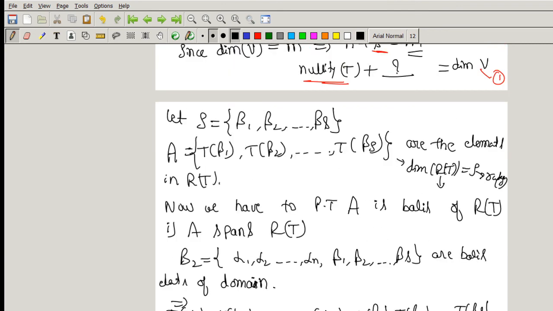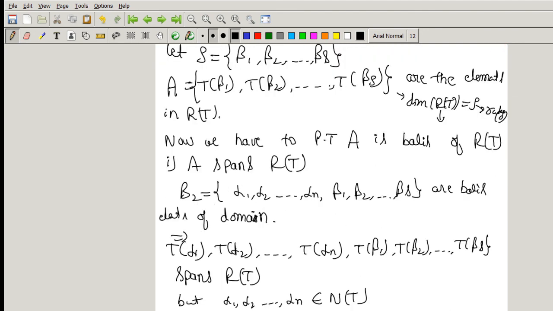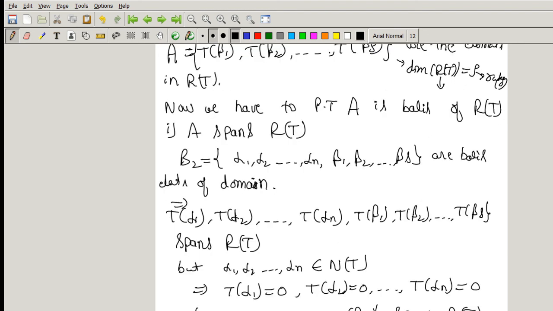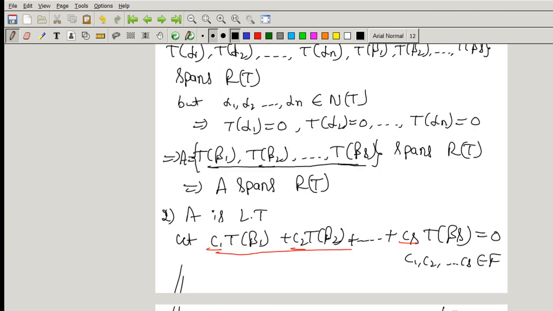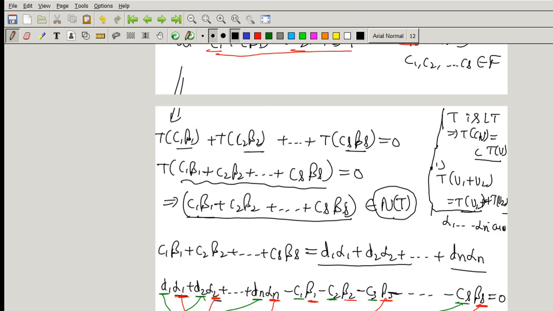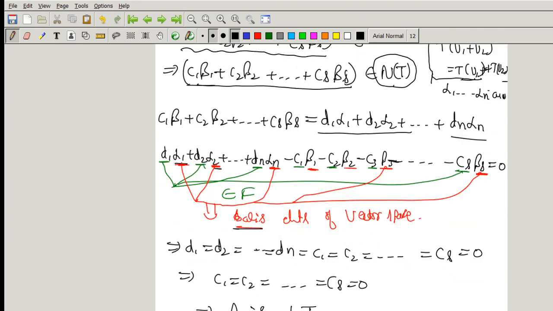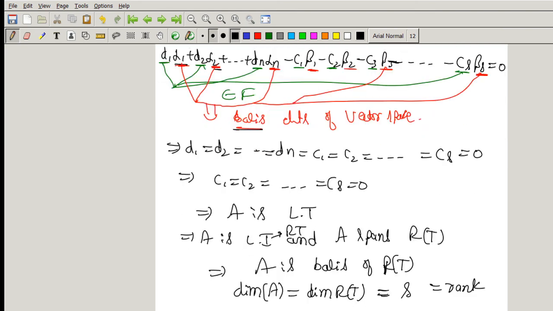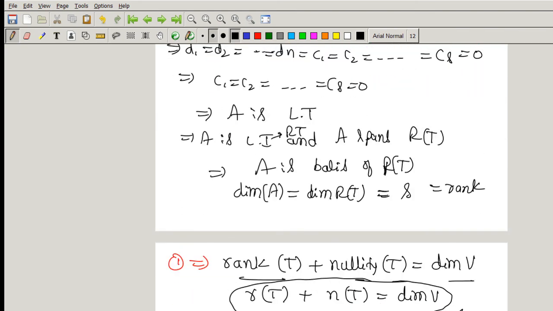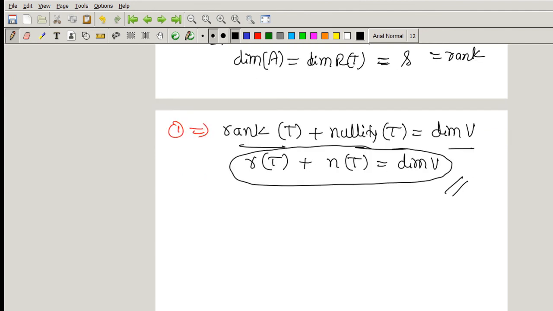I have taken the set A equal to T of beta 1 up to T of beta S. Suppose this set is a basis of R of T, then the dimension of those basis elements is nothing but the rank of T. Therefore, I have to check whether this set is a basis or not. To prove that this set is a basis, first we have to prove that the set spans R of T. We have proved that A spans R of T, and that A is linearly independent. Therefore, the dimension of R of T is nothing but the rank of T. Therefore, rank of T plus nullity of T is equal to the dimension of V.